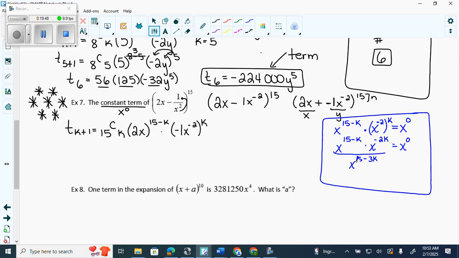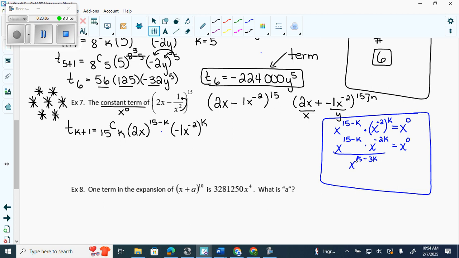15 minus k plus a negative 2k is minus 3k. Do we agree? I just put these exponents together by addition. Did I lose anyone? Or are we all there? I try to look at your faces to see whether you're lost. Did everyone see what I did?